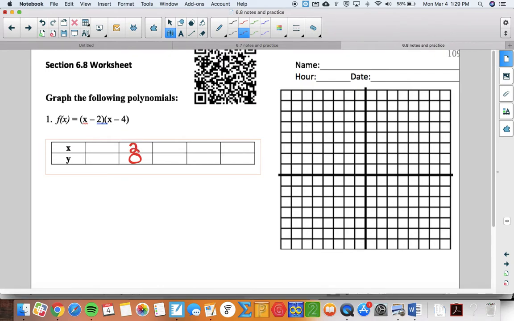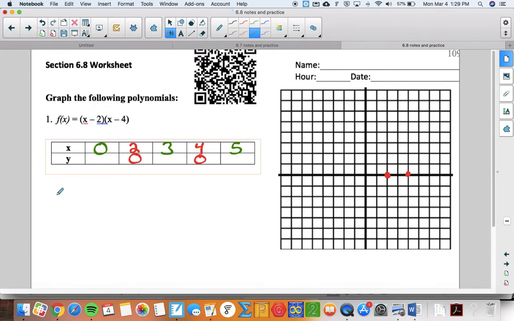When x is 2, y is 0. Also when x is 4, y is 0. So you can plot those 2 points, (2, 0) and (4, 0). But then you're going to want to find a value to the left of the first 0, to the right of the first 0. So let's see, it'd have to be between 2 and 4. I'll pick 3. And something to the right of the last 0.